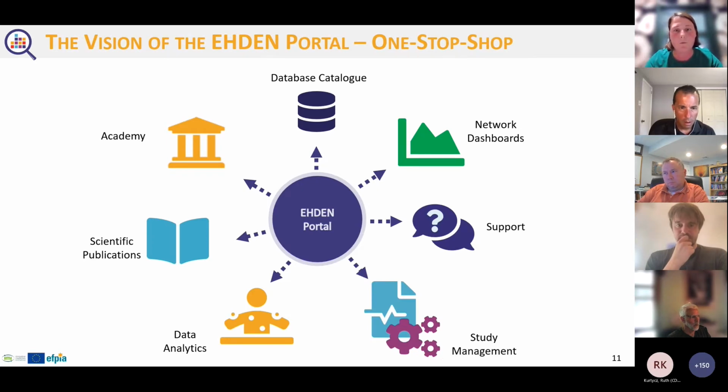So that was the vision with which we started out for the EHDEN portal. We want some sort of one-stop shop that is the entry point, the way you access the EHDEN infrastructure. It comes with a lot of core functionalities for everything you want to do in OHDSI. Starting with the database catalog and the network dashboards to identify the relevant data, but also support and service desk functionality in case you have questions, study management and initiation of studies, data analytics, and also, of course, scientific publication. You want to find where the data is, and access to the academy, which Nigel will talk about later, because obviously education is important here.